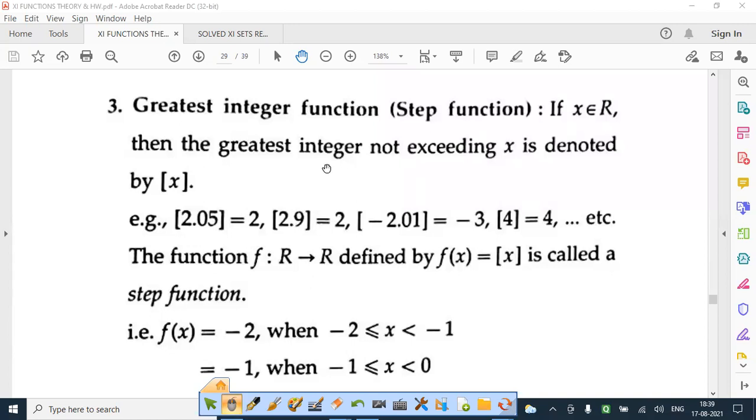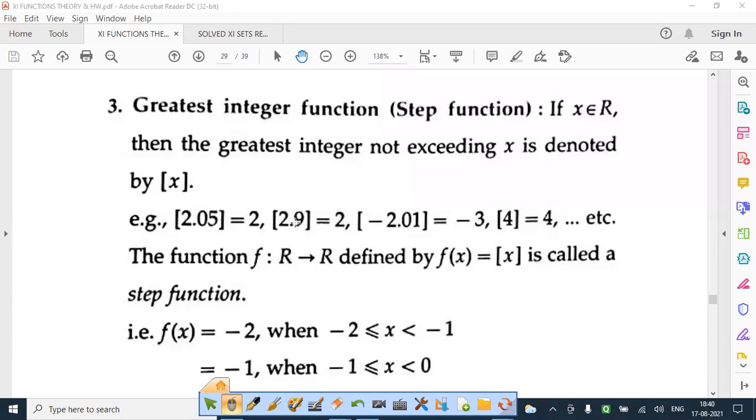Greatest integer not greater than x. You have to use common sense. What is the step value of 2.05? Greatest integer not greater than 2.05. Will you say 3? No. Why? Because 3 is greater than 2.05. Will you say 1? No. Why? Because it is the greatest integer not greater than this. 1 is not that greatest. 2 is the greatest. See, the greatest integer not greater than 2.05 is 2.